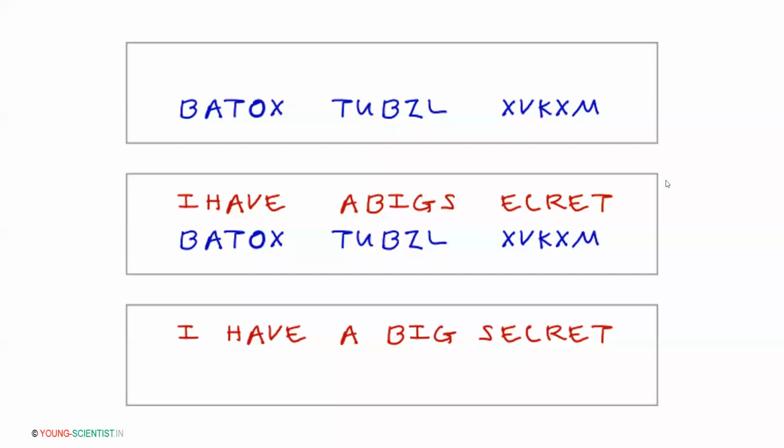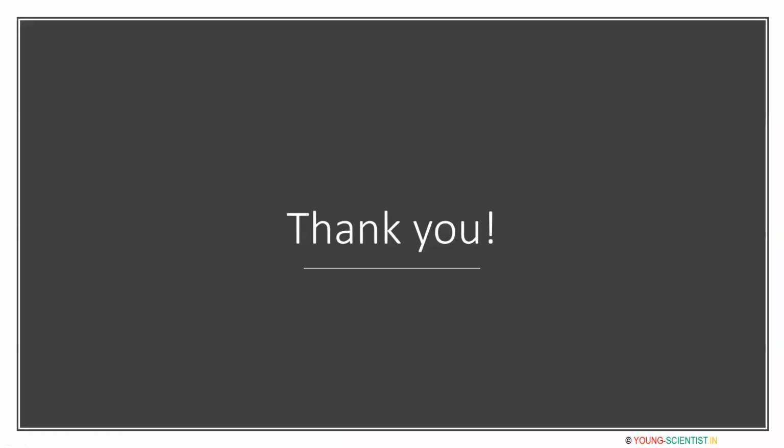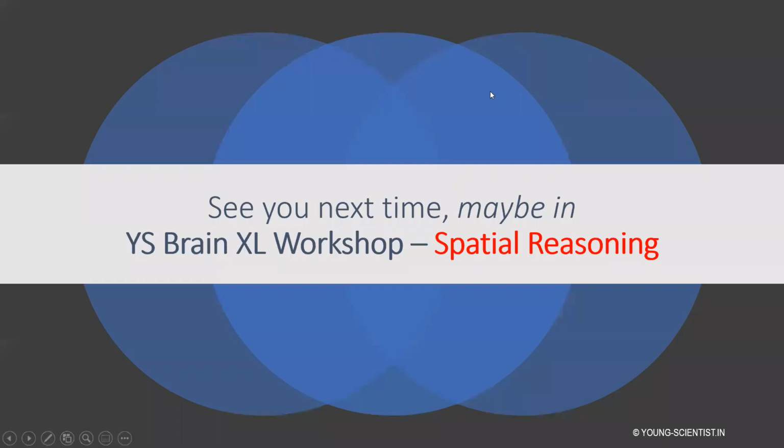And that brings us to the end of the session. Level 2 of Brain Excel, pattern recognition. This is not the end of the journey for Brain Excel, because there is another session on spatial reasoning, but we have not scheduled it yet. So if we schedule it, maybe we will see you guys that time.